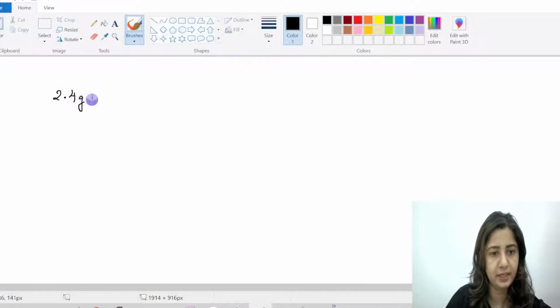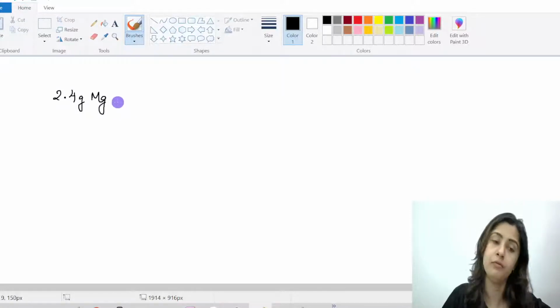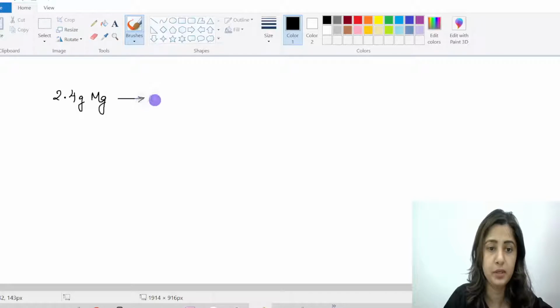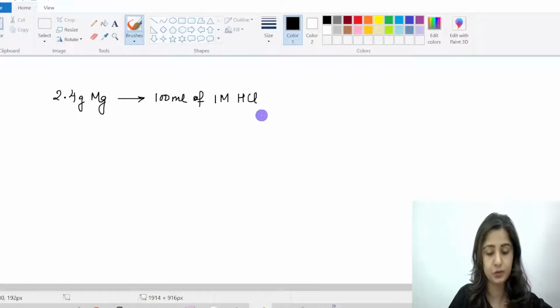In this question it says that 2.4 gram Mg, that is magnesium, is dropped in 100 ml of 1 molar HCl. Now it is asking which of the following statements is wrong. We are given 4 statements. First says 1.12 liter of hydrogen is produced at STP. Second says 0.01 mole of magnesium is left behind. C says HCl is the limiting reagent, and D says none of these.